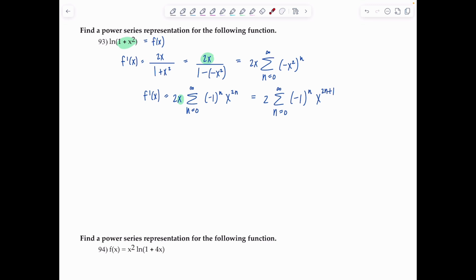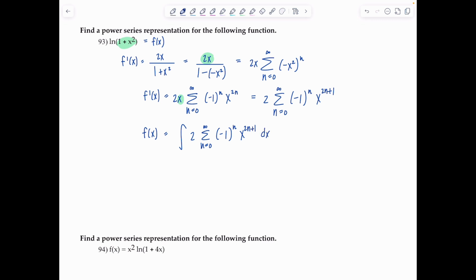Yay. Okay, so now I have a power series representation for f prime of x, but I want a power series representation for the original function that was given to me, f of x. So how do I get from the derivative to the original function? I take an antiderivative. I'm going to integrate. So f of x is going to be the integral of 2 times the sum, n equals 0 to infinity, negative 1 to the n, x to the 2n plus 1 dx.